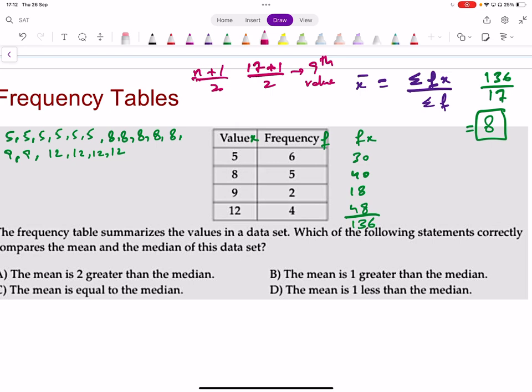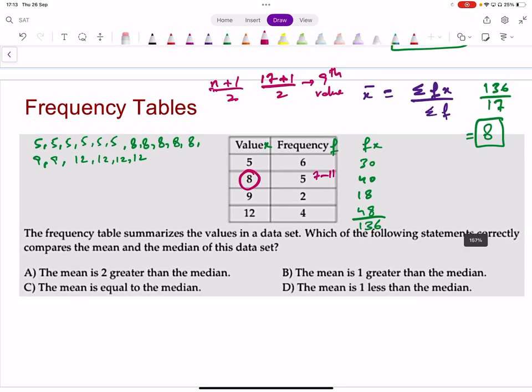What's the ninth value? The first six values are fives. And then from 7 to 11, all of these values are eights. So median is 8. Mean and median both are 8 in this case. Mean is 2 greater than the median? No. Mean is 1 greater than median? No, no, no. Mean is equal to the median. That's option C. Okay? So you should be able to calculate mean and also median from a frequency table. All of you know how to do this, right?